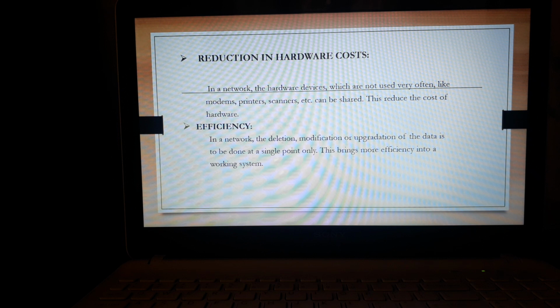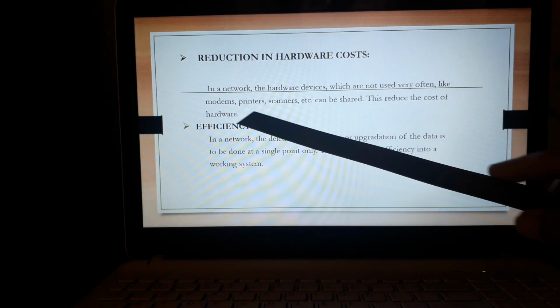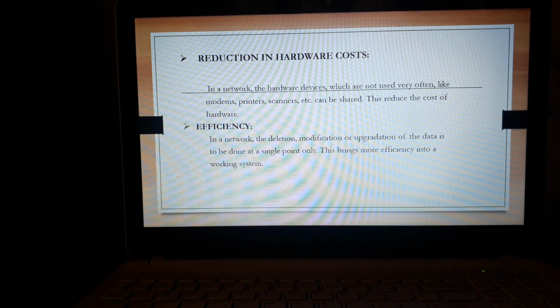Reduction in hardware cost. In a network, the hardware devices which are not used very often, like modems, printers, scanners, etc., can be shared. This reduces the cost of hardware. Students, you know that every time we do not need a printer or scanner. Regularly we use a computer or laptop, but it is not necessary that whenever we start our system we need to connect a printer or use a scanner also. Only for a specific purpose we use the modem, printers and scanner.